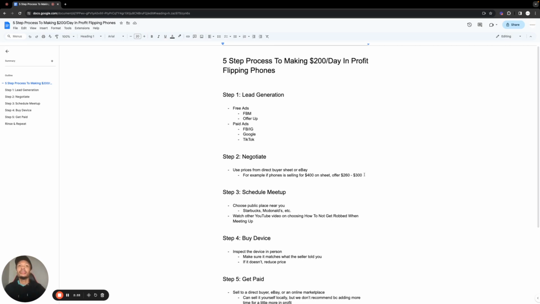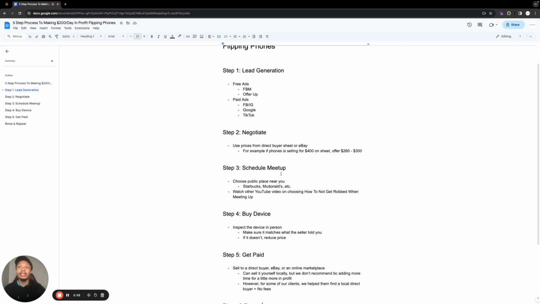But also, keep in mind that you don't necessarily have to make $100 per device. If someone has multiple devices, in that case, we can go down to $75. But the lowest we would go is $50 in profit per device. But that's only if a person has multiple devices to sell. All right. And then that goes into step three. Step three is schedule the meetup.